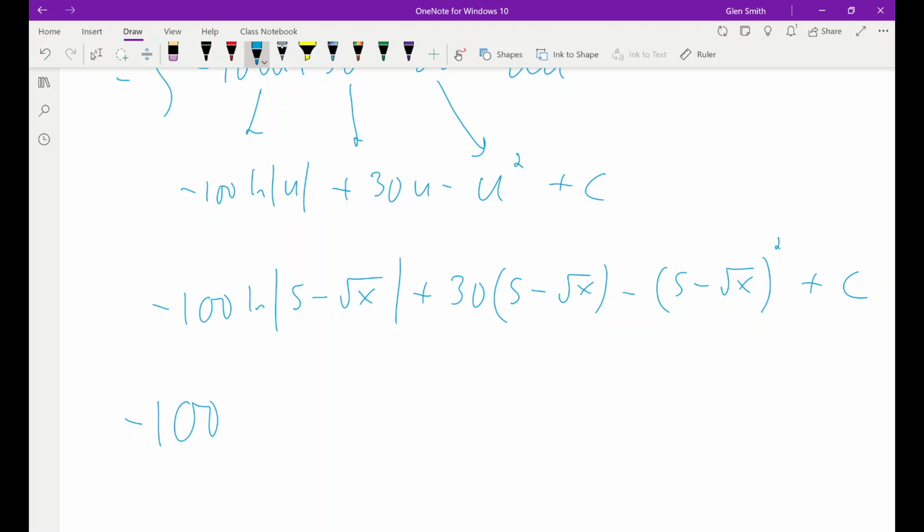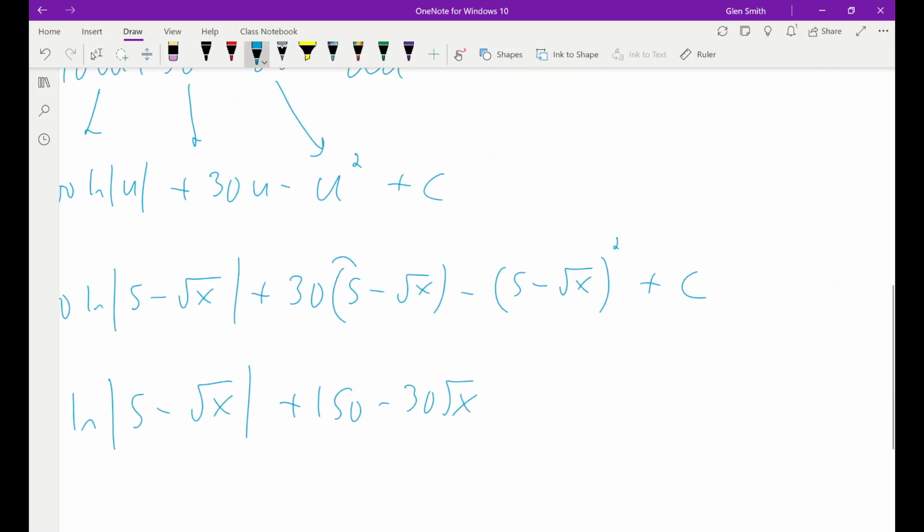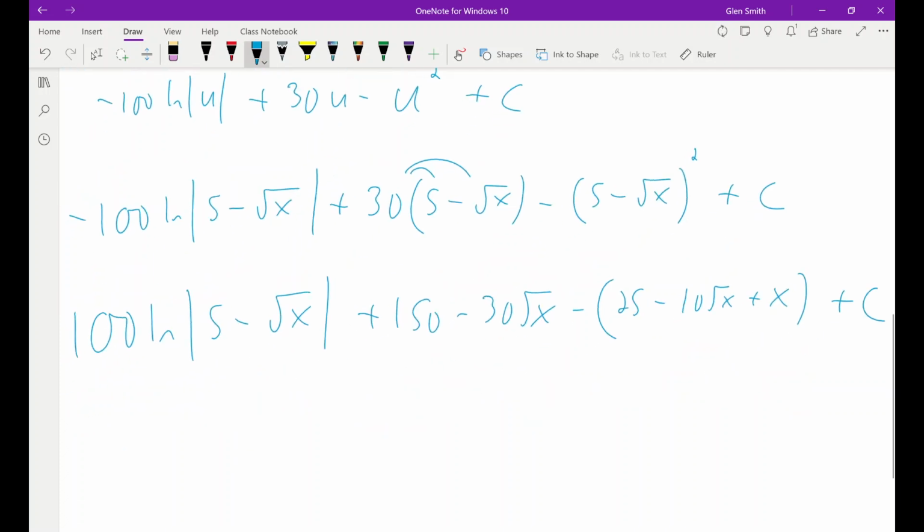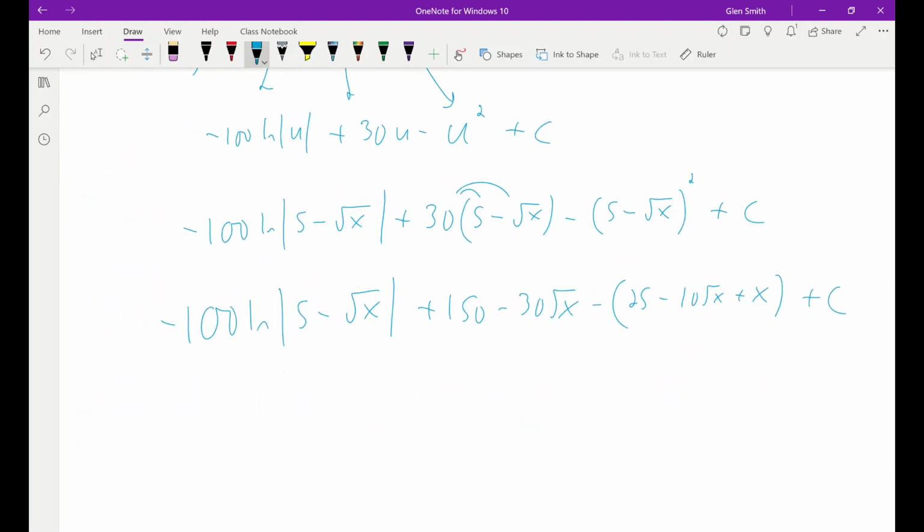Sometimes if you drop this into an online calculator, they're not going to have that answer. They're going to expand it out, and they're going to get 150 here, 30 root x here. That's just distributing this piece here. And then this is going to become minus 25 minus 10 root x plus x if you square that out. Right? 25, 5 and 2 is 10, right? Root x, okay, good. And then they would combine some terms here.